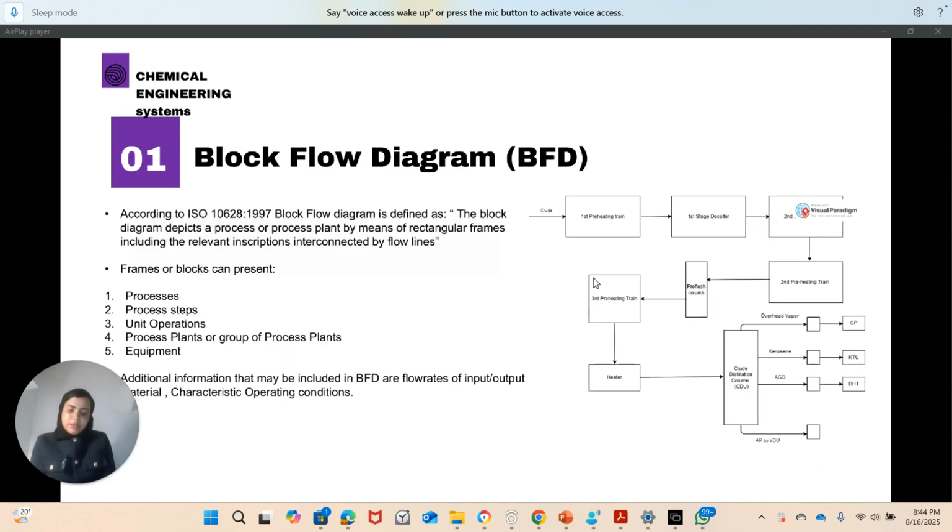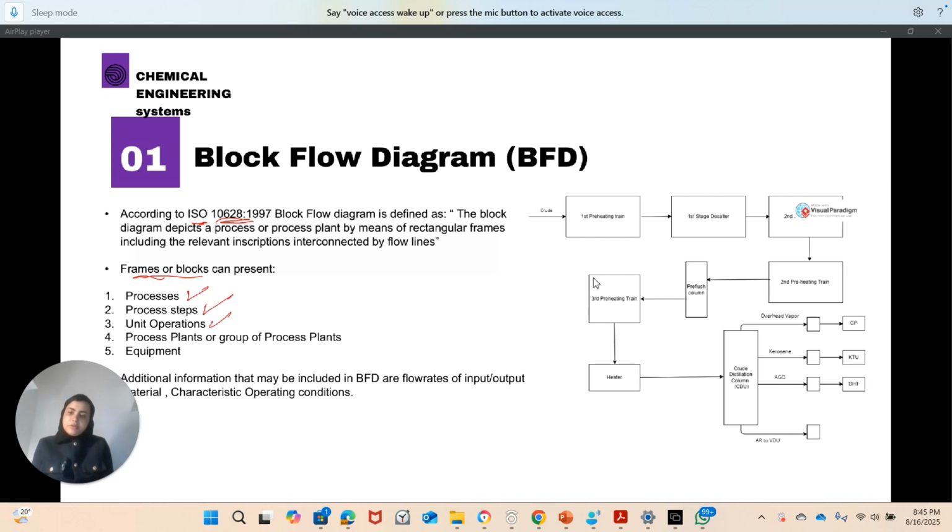Moving on, here it's just a definition I got from a standard, and it gives you basically a definition of block flow diagram, which is a block that depicts a process or process plant consisting of rectangular frames. So what we said before is that a block flow diagram is basically a diagram with different blocks, and those blocks are being connected together. The key idea here is that those blocks and frames could be a representation of processes, unit operations, or process steps.